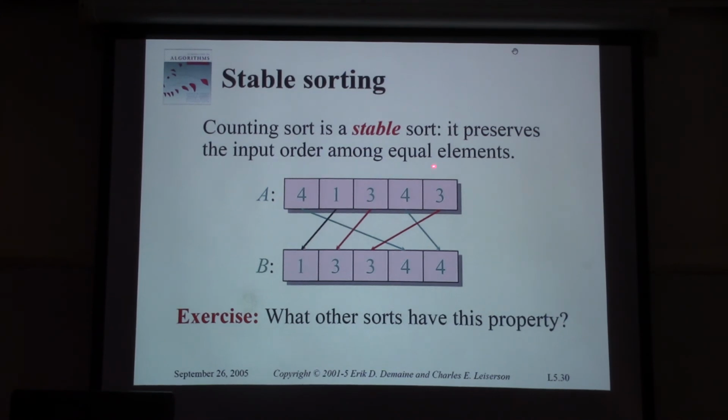So you can see what's going to happen here. The 3s originally were here, but then they moved into these locations. They're still left and right of each other. The 4s were left and right of each other, and notice they end up left and right of each other. So it's a stable sort.